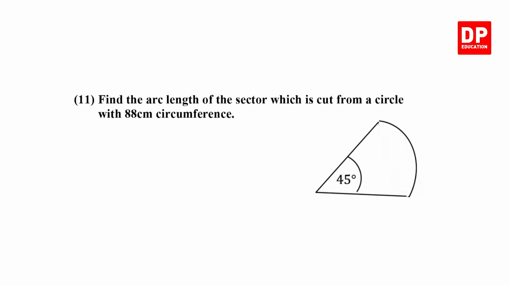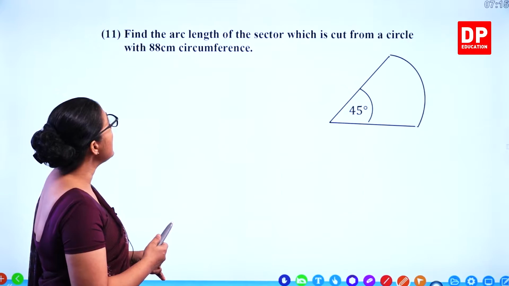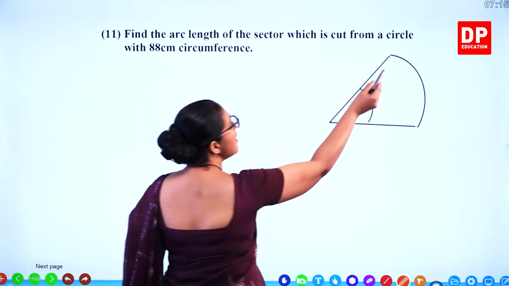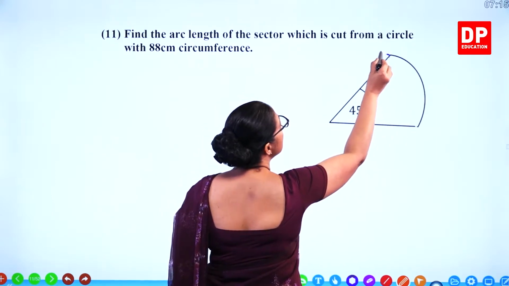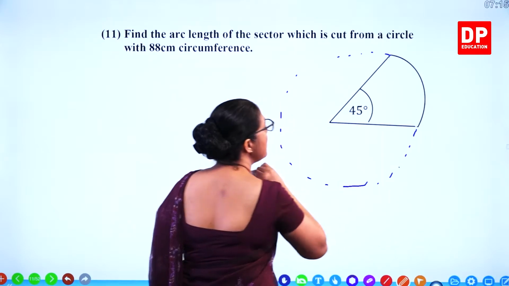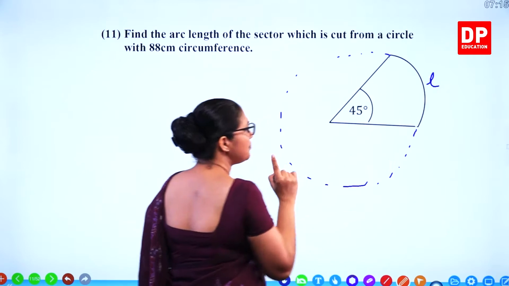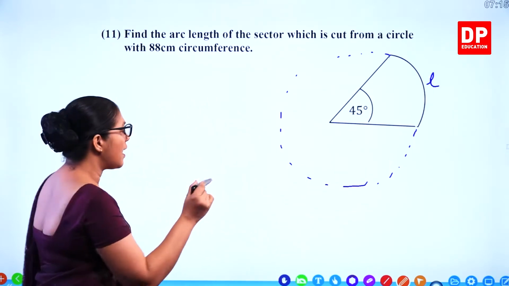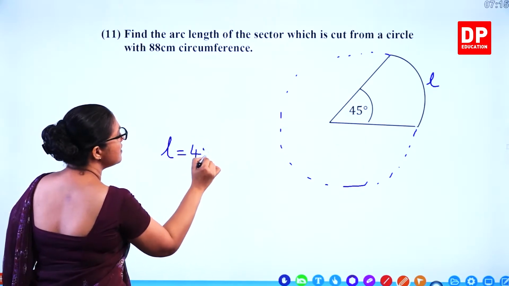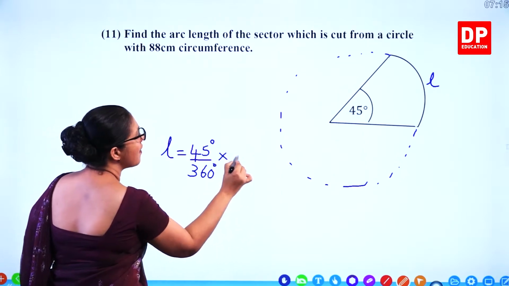Question number 11. Find the arc length of the sector which is cut from a circle with 88 centimeters circumference. So that means if you take the whole circle with this one as 88 centimeters, you need to just find out this arc length. What's the equation to find out the arc length? Arc length is the angle divided by 360 into 2 pi r.